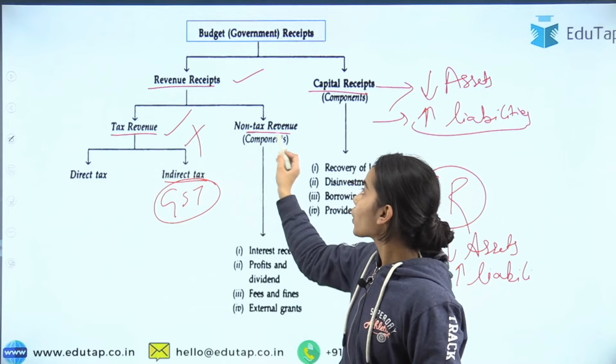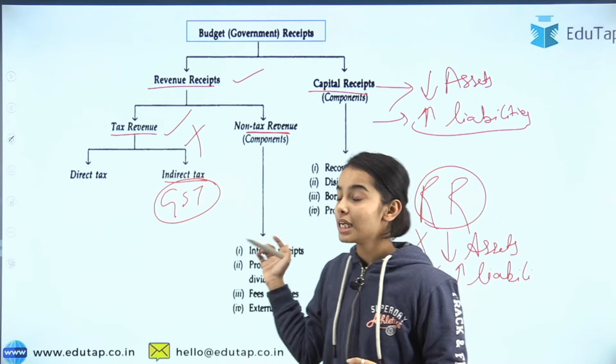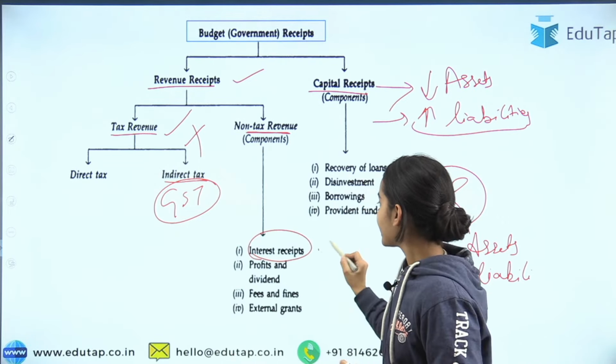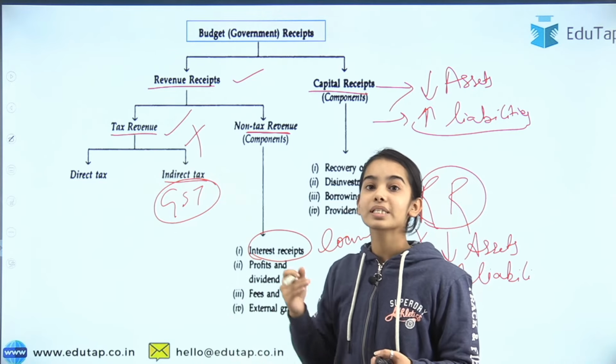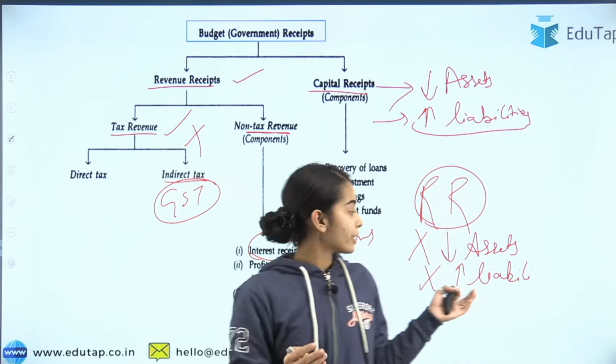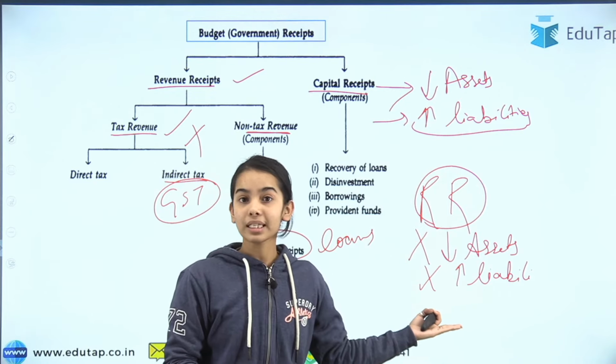Now we come to the non-tax revenue of the revenue receipts. See, interest receipts: the government has given some loan and it is continuously getting the interest. Is it decreasing the assets? No. Is it increasing the liability? No.